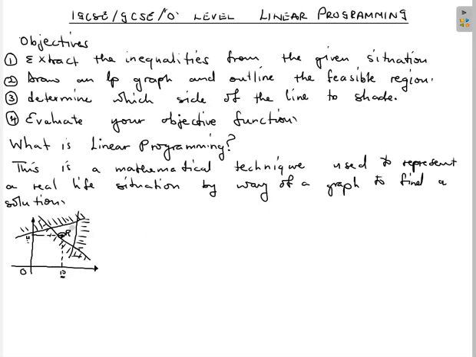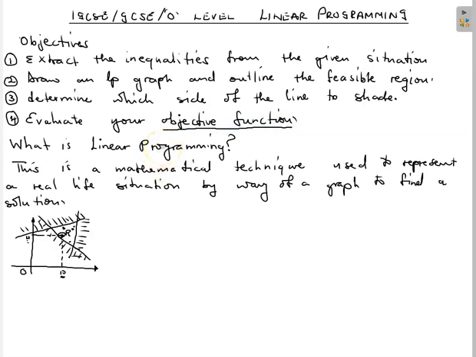Now as it is a region, it will have so many points, but there is only one point in that region that maximizes or minimizes your objective function. So at the end of it all, you are looking for that point.